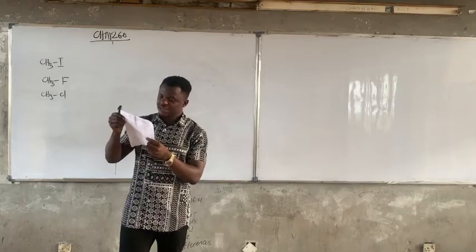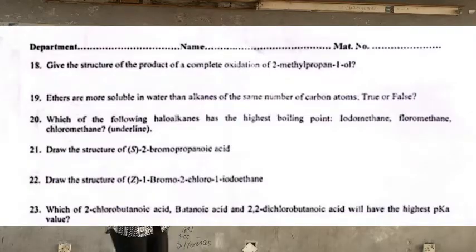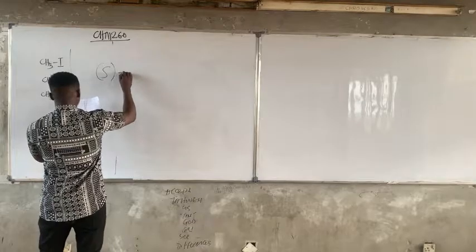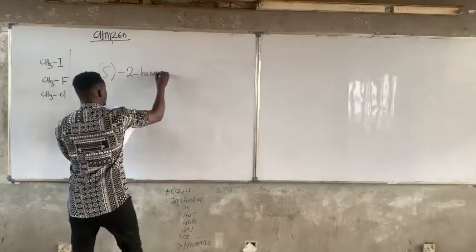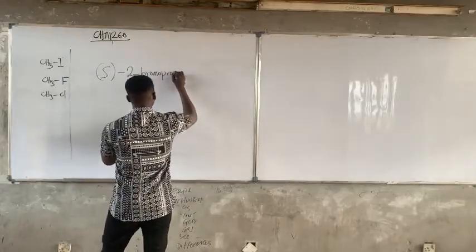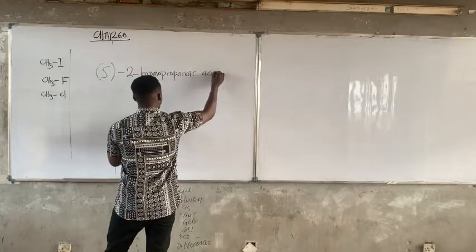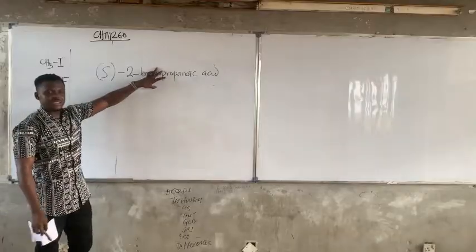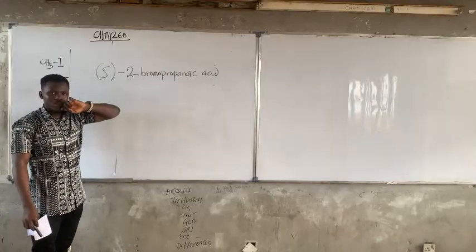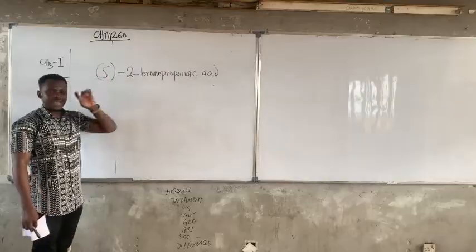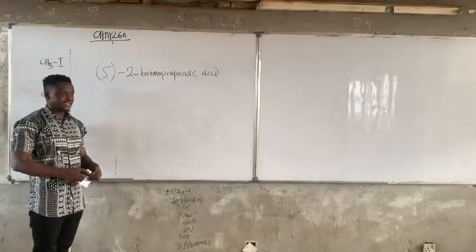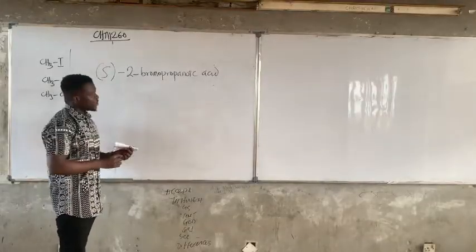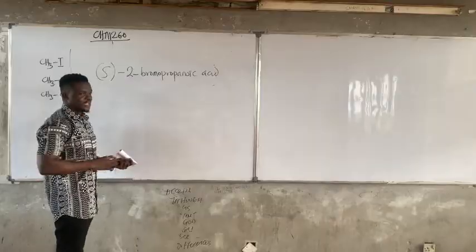Alright, so the next one is 21. Draw the structure of S-2-bromopropanoic acid. This simply means that this compound contains a chiral carbon, and the chiral carbon has the configuration of S. S configuration means that the rotation is moving towards the left-hand side. But before we do that, let's see how to get the structure.